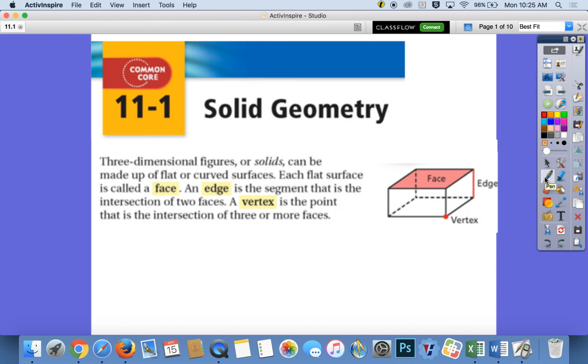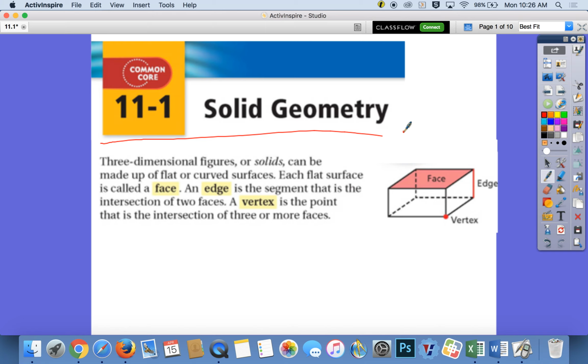Alright guys, so we're going to go ahead and get into some 3D figures. So this is going to be a pretty short section. We just have 4 sections to get through, and then we'll have a couple extra days of doing some surface area. But this first section is going to be very definition heavy, so be careful with that.